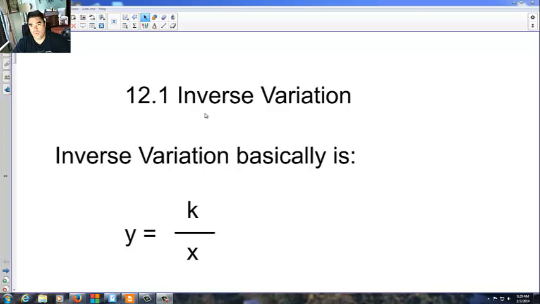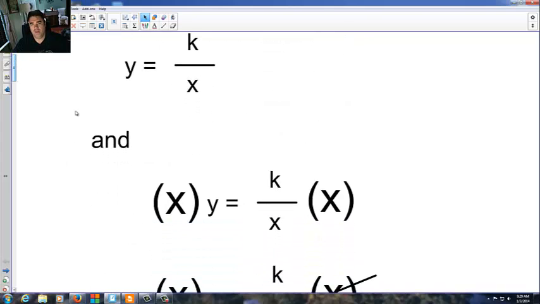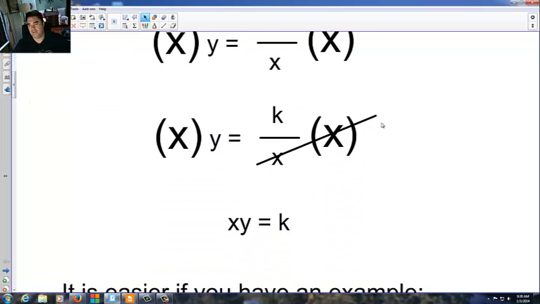Today, 12.1, inverse variation. Inverse variation basically is y equals k, which is a constant, over x. So, if I were to take y equals k over x, in order to get k by itself, I'm going to get rid of the divide by x. So instead of divide by x, I'm going to times by x. You times x to one side, times x to the other. Notice what happens. These, of course, cancel. The x comes over here, so now k equals xy.